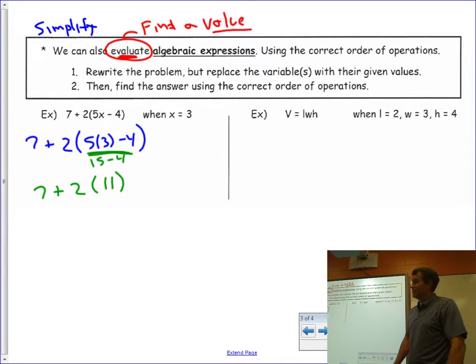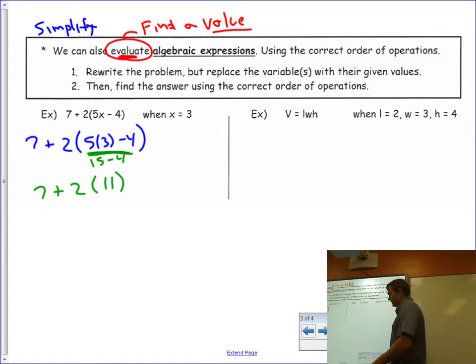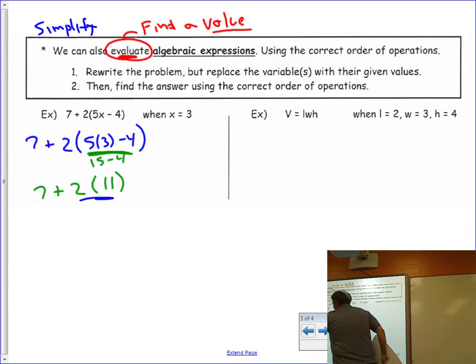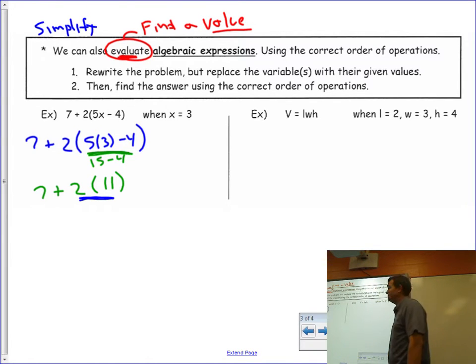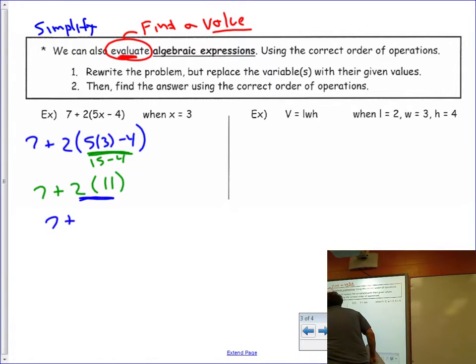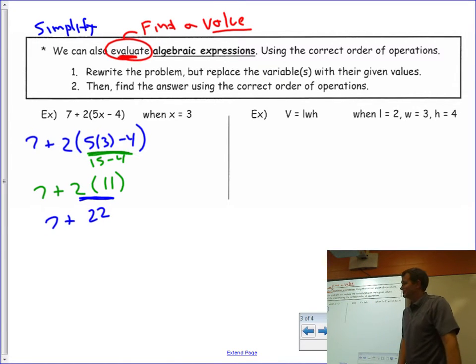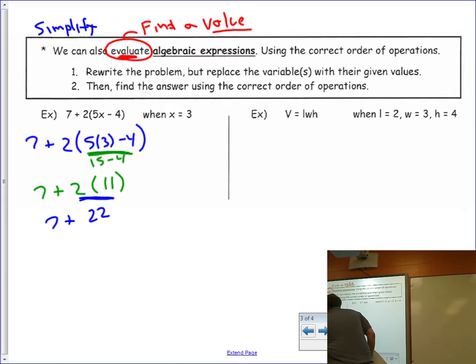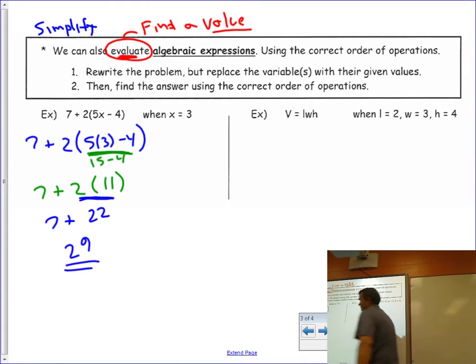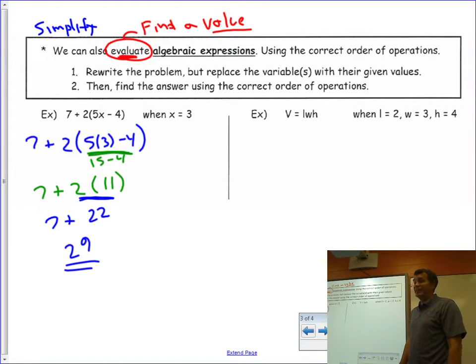According to PEMDAS, I would look for exponents next. This problem has no exponents. Then I would look for multiplying and dividing. And of course this one does have some multiplying. So this would be 7 plus 22. And last up, I could do the adding, 7 plus 22 is 29. And I have a single value for the original expression. That means I have evaluated it.